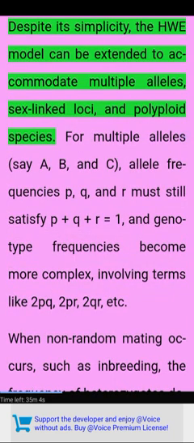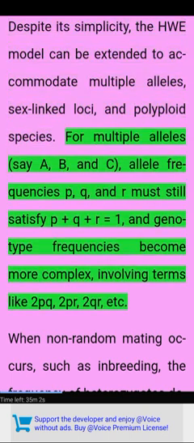Despite its simplicity, the HWE model can be extended to accommodate multiple alleles, sex-linked loci, and polyploid species. For multiple alleles, say A, B, and C, allele frequencies p, q, and r must still satisfy p plus q plus r equals 1, and genotype frequencies become more complex, involving terms like 2pq, 2pr, 2qr, etc.